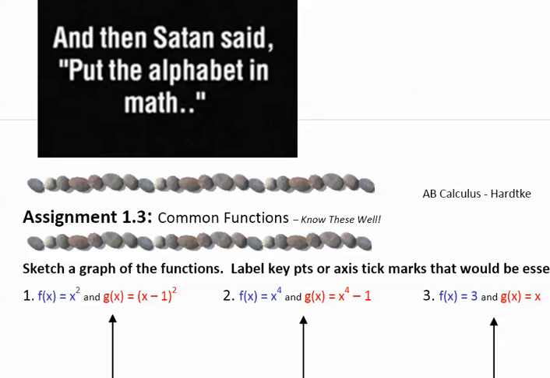I'm sure the person who posted this knew they were joking, because clearly we all see God in algebra much more than we would see Satan.